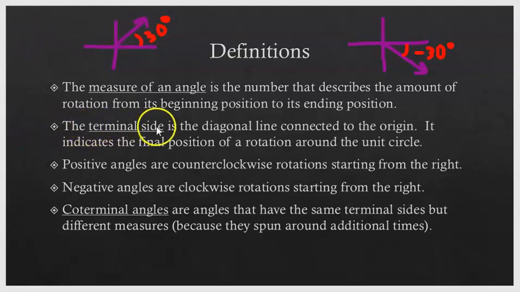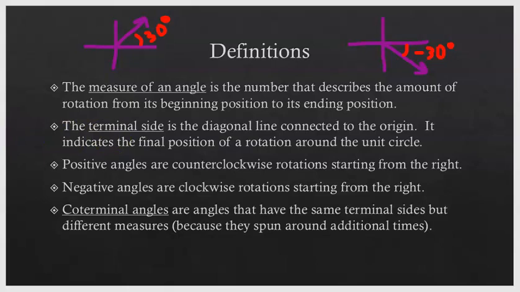The terminal side is the diagonal line that's connected to the origin. So it's this purple line that's going up and to the right here. It indicates the final position of us starting from the right and rotating 30 degrees to the left. So whenever you have a line pointing in some direction, that's the terminal side.